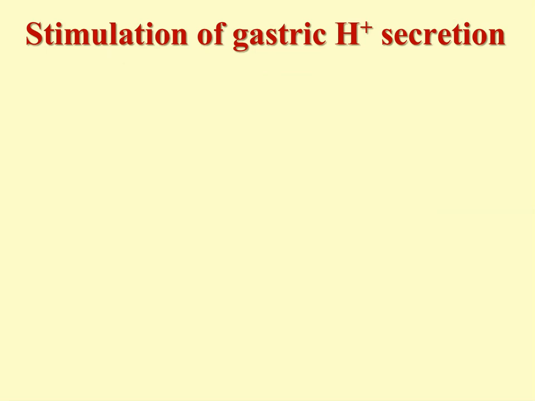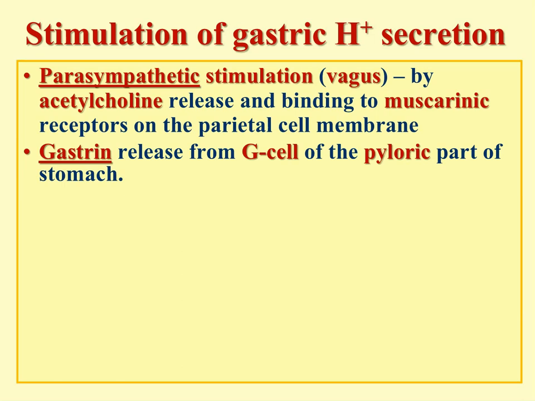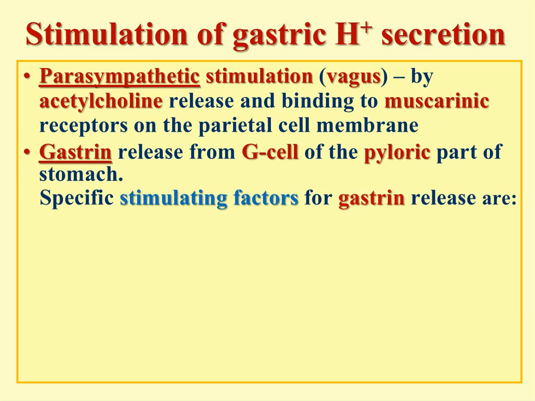Stimulation of gastric hydrochloric acid secretion, or simply gastric H+ secretion. Which factors are responsible for this? First, these cells are innervated by vagus fibers, parasympathetic stimulation, by acetylcholine release and binding to muscarinic receptors on the parietal cell membrane. Then gastrin. Gastrin is released from G cells of the pyloric part of the stomach. Specific stimulating factors for gastrin release are small peptides and amino acids.